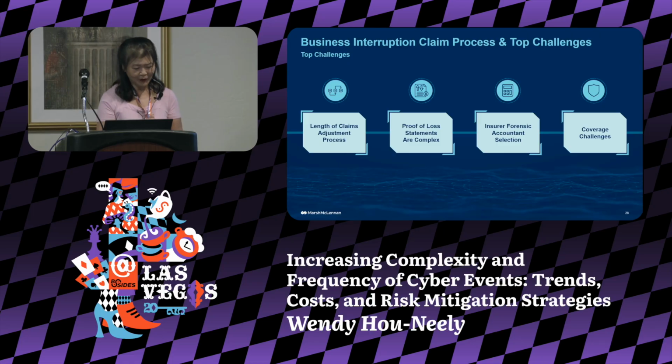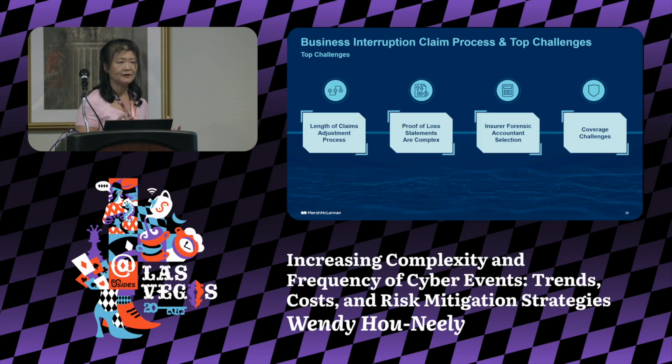And part of it is because it's so hard to make a claim. So I want to spend a little bit of time just to give you what's acceptable, and also the length of a claim and adjustment process, like 12 to 18 months on average. We see a lot of those. And then the proof of loss is somewhat complicated, as well as everybody's arguing about their forensic accounting. I have mine, you have yours. How do we manage that? And then also what's covered, what's not.